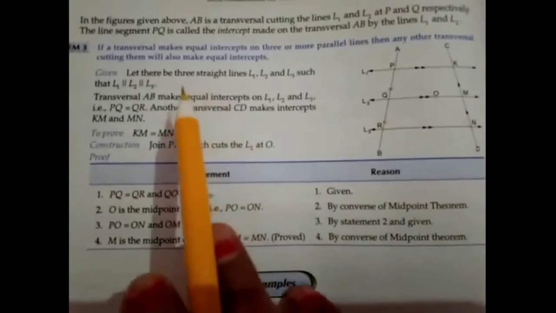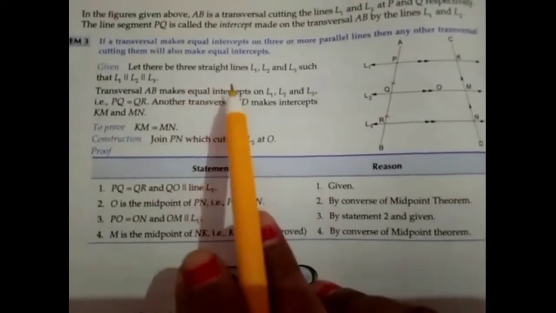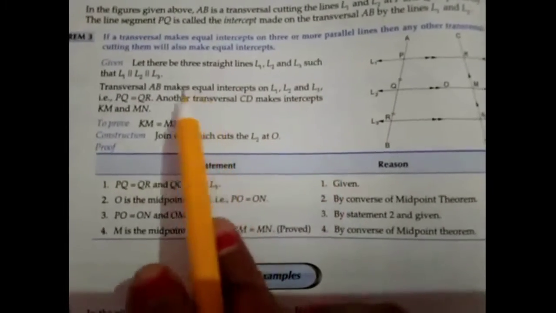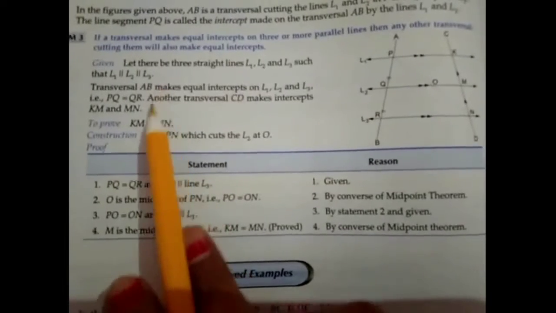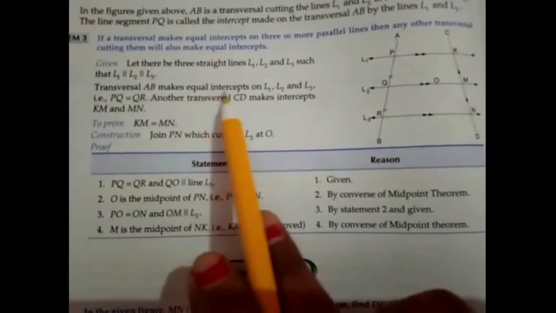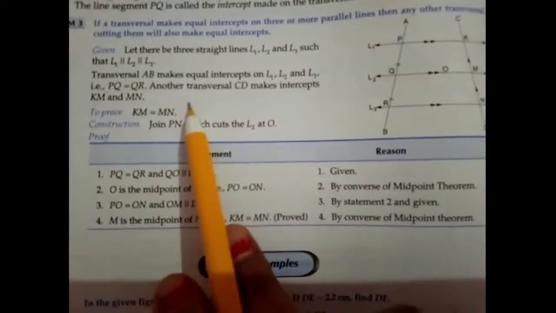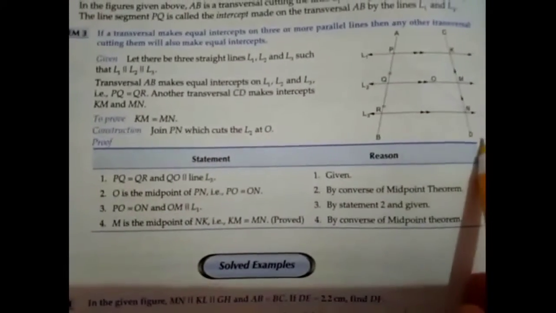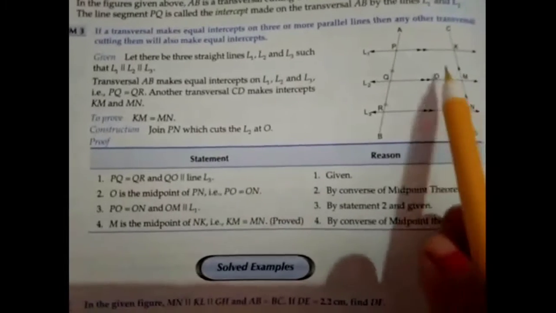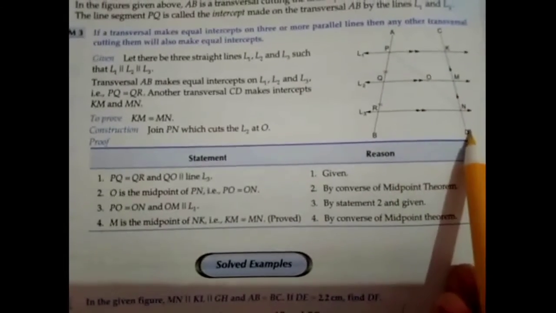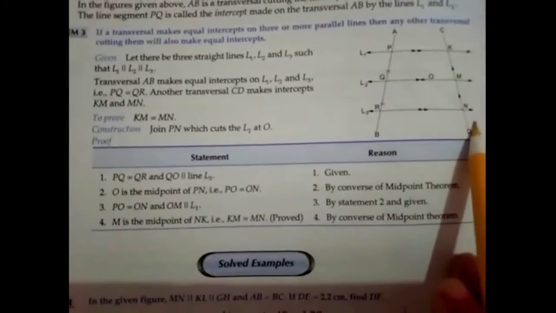So first of all we will write the given. Let there be three straight lines L1, L2 and L3 such that all the three lines are parallel to each other. Now transversal AB makes equal intercepts on L1, L2 and L3, that is PQ equal to QR. Now another transversal line is this CD, which also makes equal intercepts KM equal to MN. Now we have to prove that KM equal to MN.